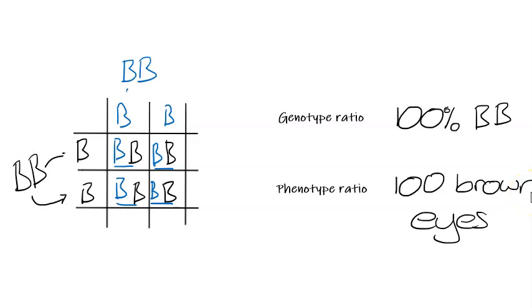Nice and easy. So we can change the genotypes of the parents and work out what all of the different possibilities are that an individual offspring could have. So let's do a couple of examples.